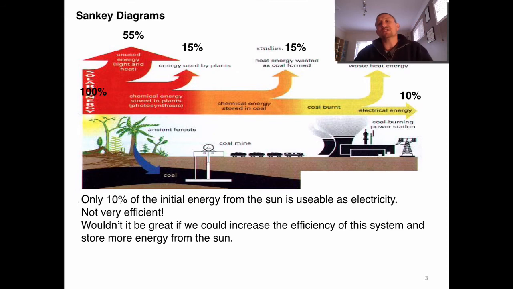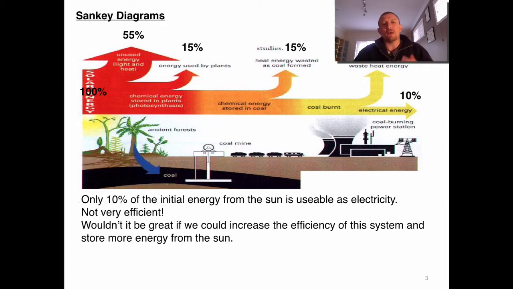So from this, what we gather is that 10% of the total amount of the sun's energy from this diagram is basically going to be converted into usable electricity. That means that 90% of the energy is wasted. It's lost. It's not very efficient, as we can see.